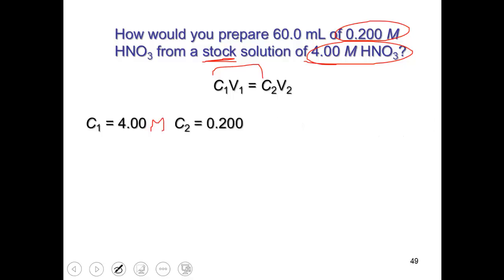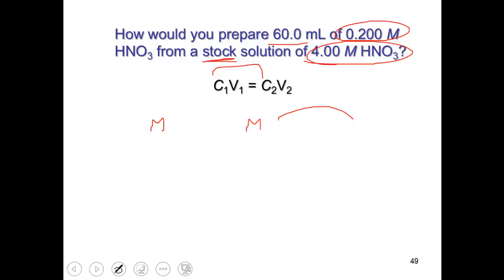What is the new concentration? Well, we want it to be 0.2 molarity. And it says, what is the new volume? Because it says we want it to be eventually 60 mils. So all I did was convert this into liters, okay? And then what was the original volume?